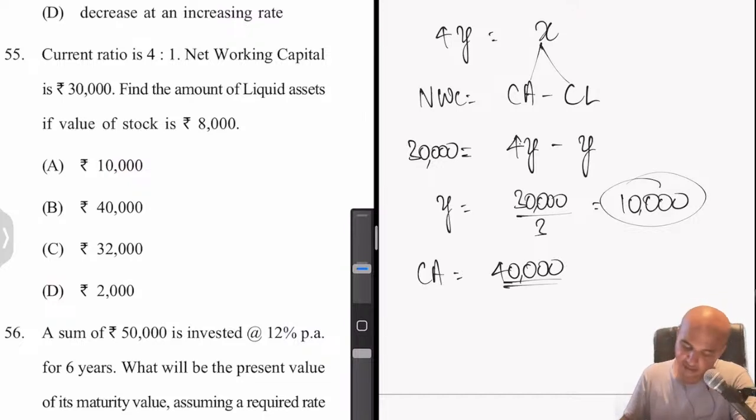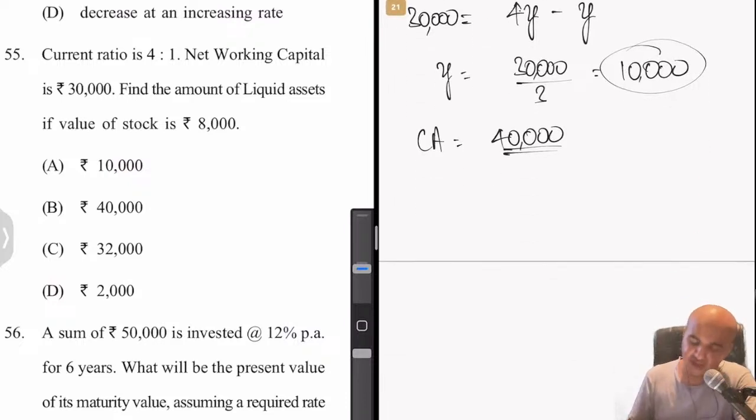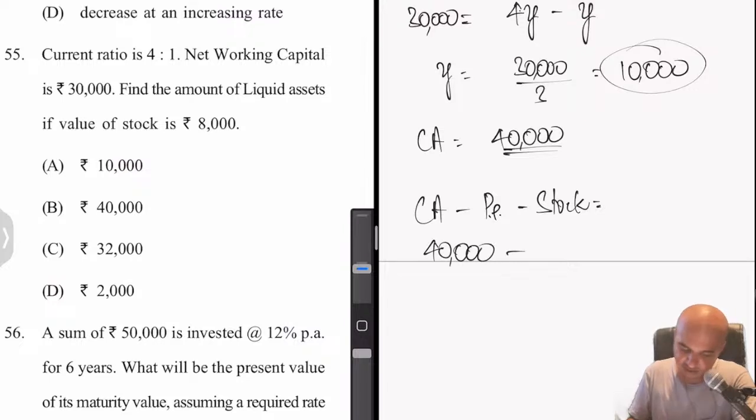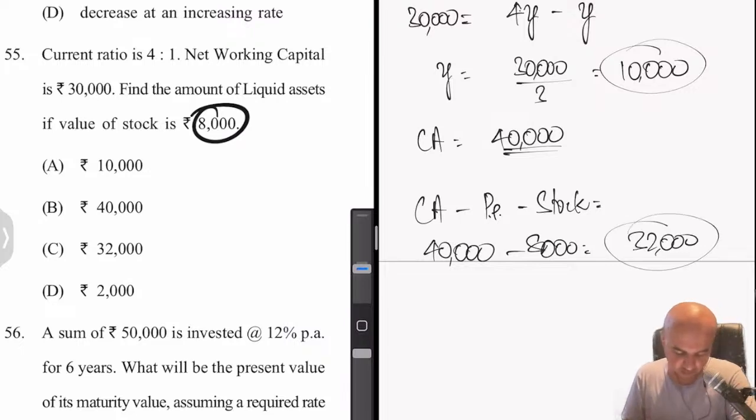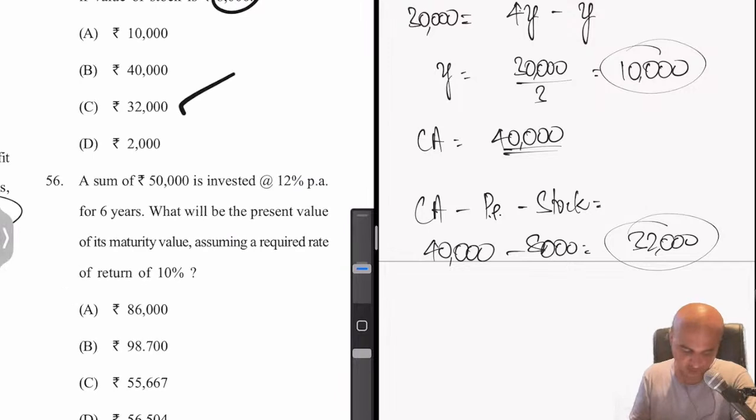Now what is the question? Find out the amount of liquid assets. Liquid assets are easy to find, anything which can be easily converted into cash. Current assets minus prepaid expenses minus stock. Prepaid expenses is not given, so that is out of the equation. So 40,000 minus stock, which is given in the problem, 8,000, gives 32,000. That's all. So option C is in fact the right answer.